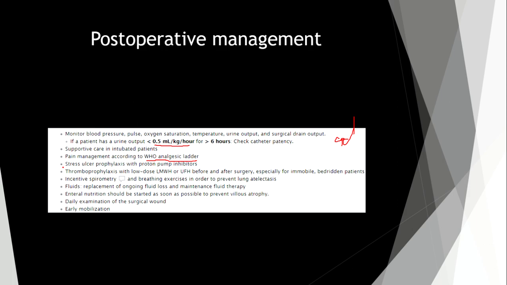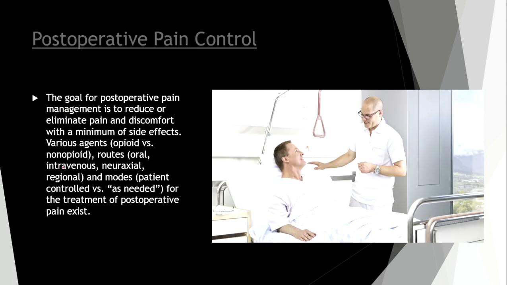Enteral nutrition should be started as soon as possible to prevent villous atrophy. Daily examination of the surgical wound. Early mobilization. And postoperative pain control. The goal for postoperative pain management is to reduce or eliminate pain and discomfort with a minimum of side effects. Various agents, opioids or non-opioids, routes, oral, intravenous, neuraxial, and modes, patient-controlled or as needed, for the treatment of postoperative pain exist.